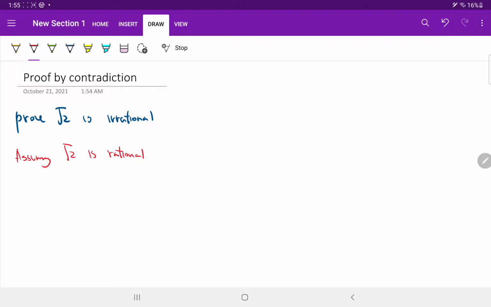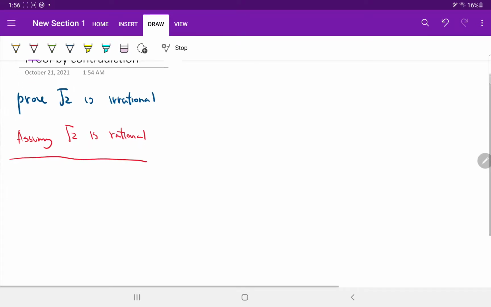Right? The reason for doing this is that any number you think of is either a rational number or an irrational number. So if we can prove this statement is false, then it must be an irrational number, right? So how do we do this?